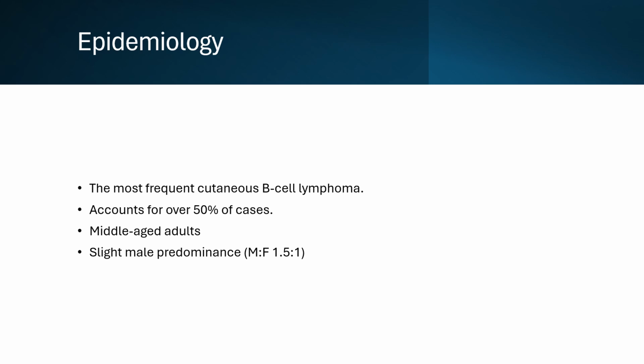Epidemiology shows the most frequent cutaneous lymphoma among all the cutaneous B-cell lymphomas is primary cutaneous follicular center lymphoma. It accounts for over 50% of the cases and usually occurs in middle-aged adults with a slight male preponderance, a male to female ratio of 1.5 to 1.